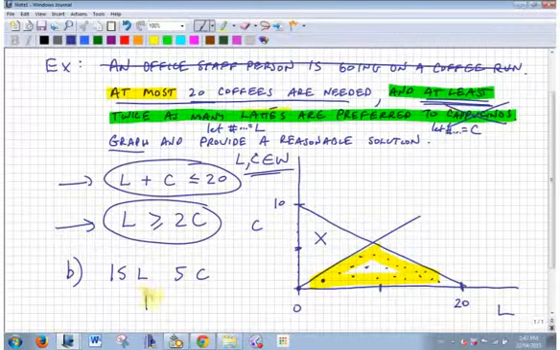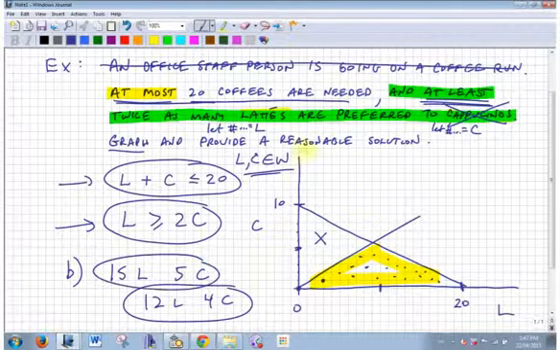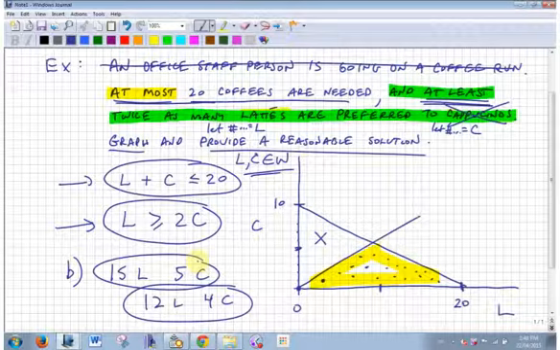Okay, could I get 12 lattes and, I don't know, 4 cappuccinos? Sure. Maybe a couple people will be upset, but it still works. Okay, it's only 16, it's not 20, but it says at most 20. So whatever, maybe they sold out. That's how it is. First come, first serve, right? Okay? So there's lots of choices here. It just says provide a reasonable solution. There's a couple. There's others.